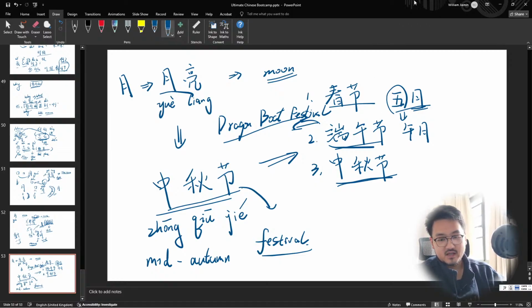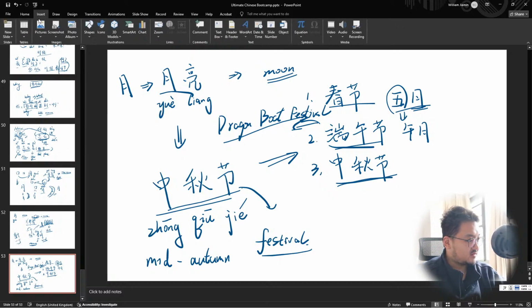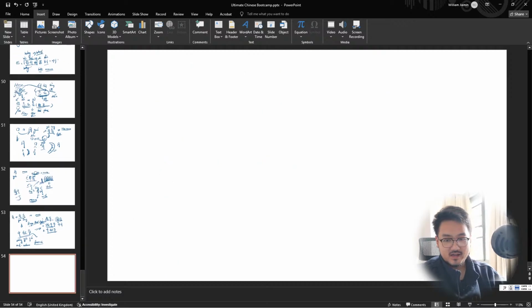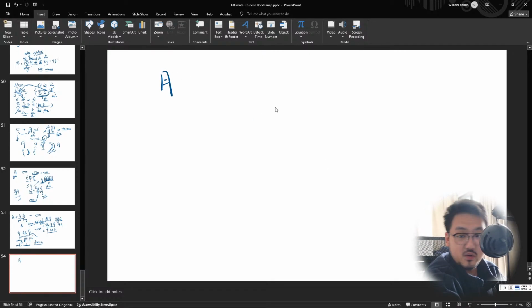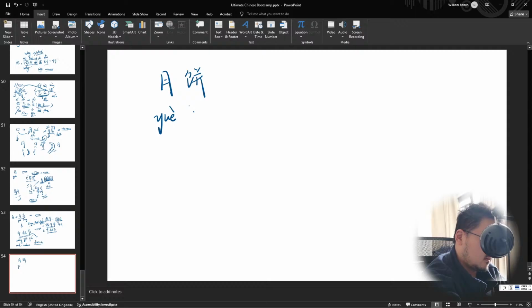So 中秋节, Mid-Autumn Festival, and remember we talked about the moon, right? So let me add, in the 中秋节 Mid-Autumn Festival, we eat the moon cake. Okay, moon cake, that's 月饼, right? So 饼, 月 and then 饼, okay.